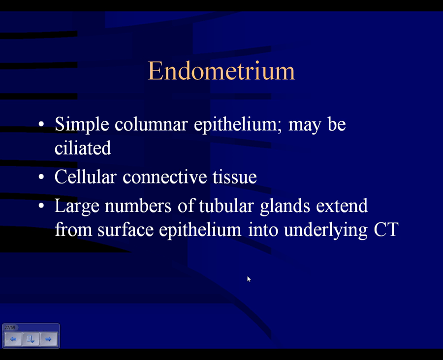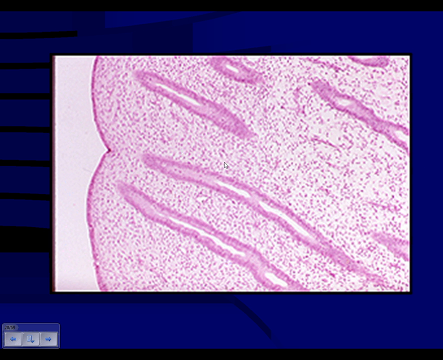The endometrium is a simple columnar epithelium that may be ciliated. Tends to have a little bit less mucus than what you see in the cervix. A cellular connective tissue, so it's a little bit looser and more cellular than what you see in the cervix. It's not quite as dense and pink, collagenous. There are large numbers of tubular glands, which are your endometrial glands, extending from the surface into the underlying stroma. This is in the proliferative phase, early in the estrogen part of the cycle. You'll get these nice straight tubular glands.